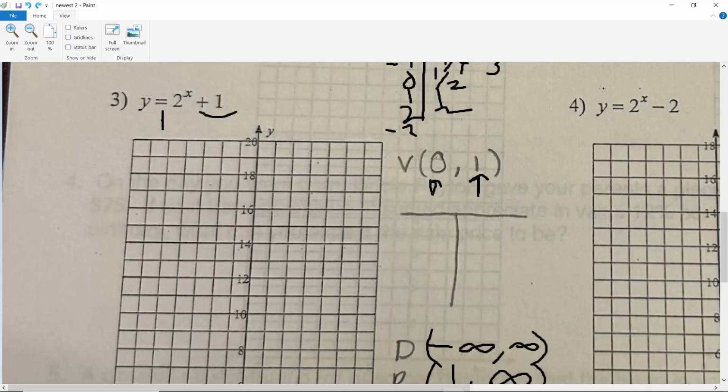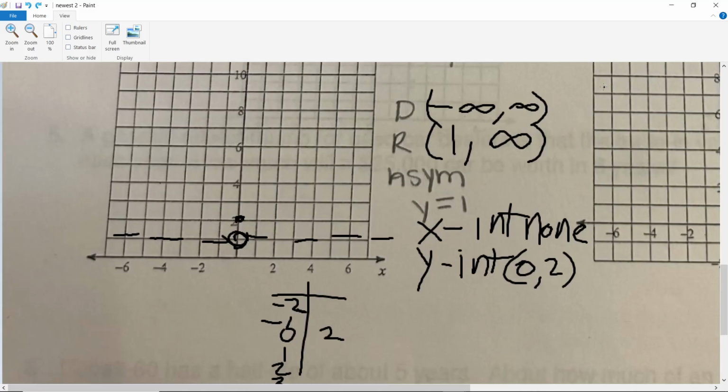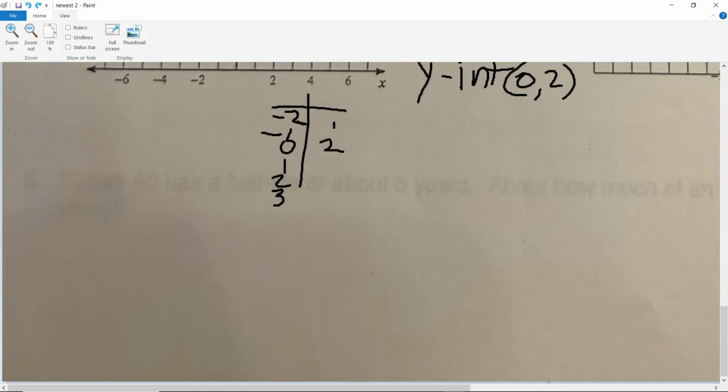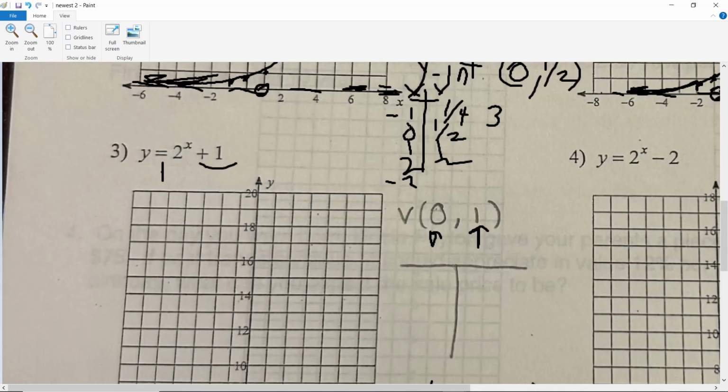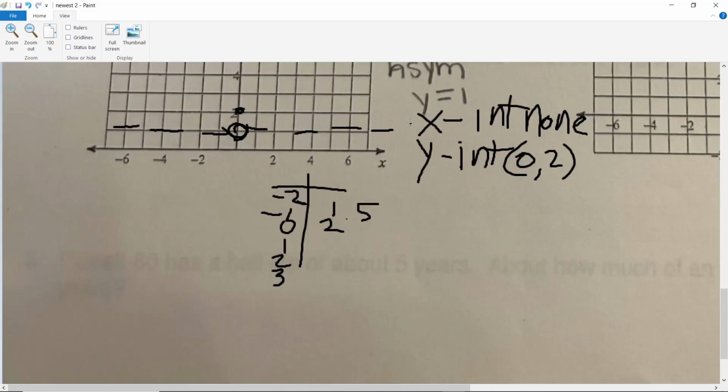2 to the -1 is 1 over 2 to the first, is 1/2, plus 1 is 1 1/2. So this should be 1.5. And then at negative 2, 2 to the negative 2 is 1 over 2 squared, 1/4 plus 1 is 1 1/4, 1.25. So in other words, it's getting closer and closer to the asymptote of y equals 1.